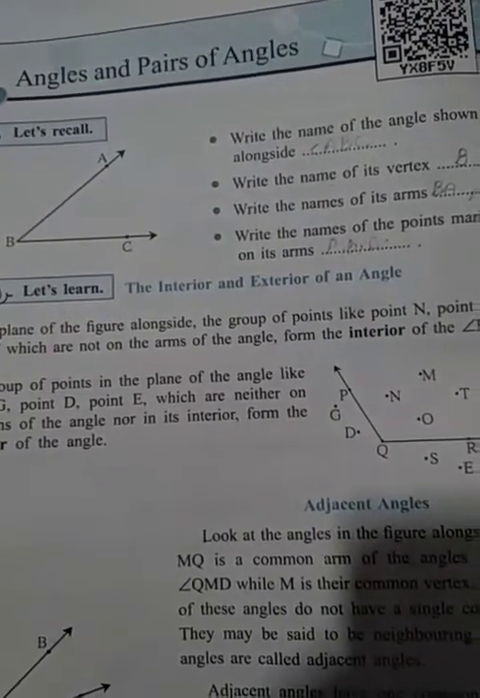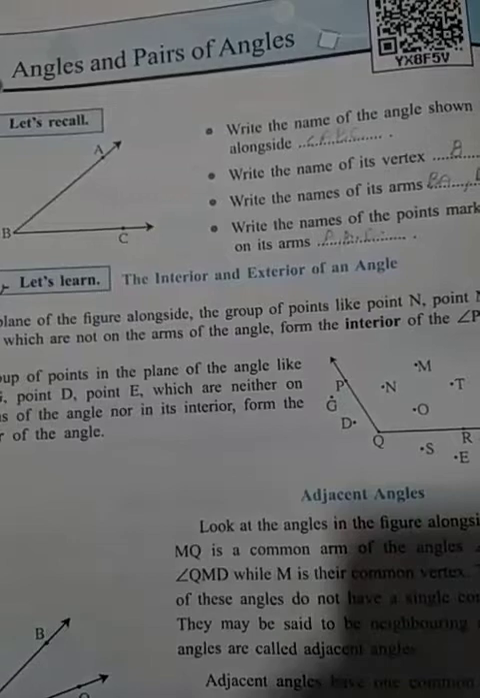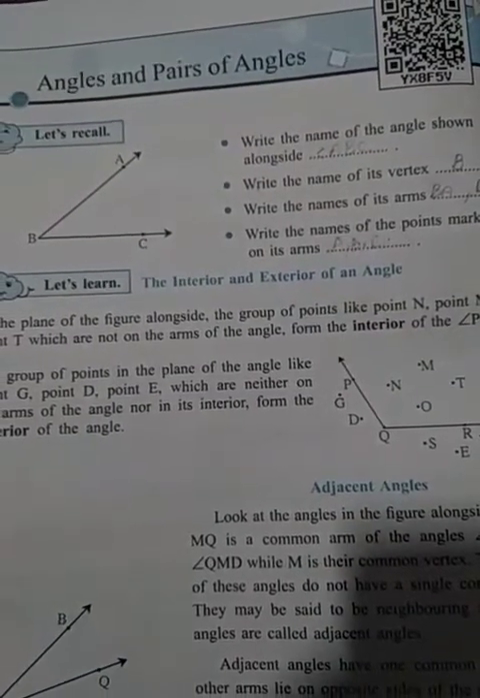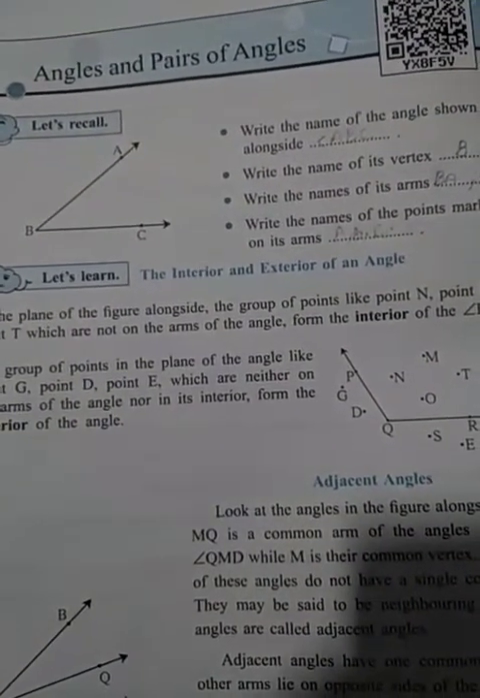The points which are inside the angle, which are not on the arms, are called interior.